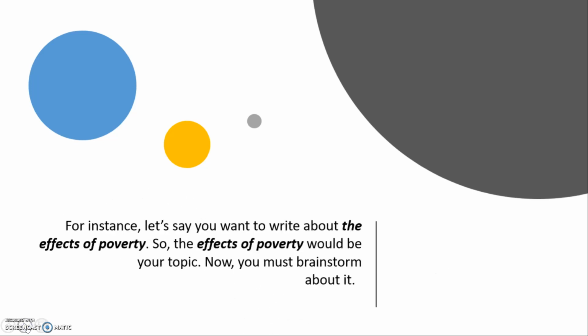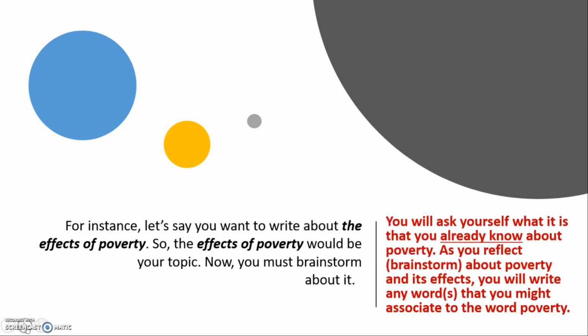For instance, let's say you want to write about effects of poverty. So, the effects of poverty would be your topic. Now, you must brainstorm about it. How do you go about that? Well, you will ask yourself, what is it that you already know about poverty? Whatever comes to your mind, you will write it.